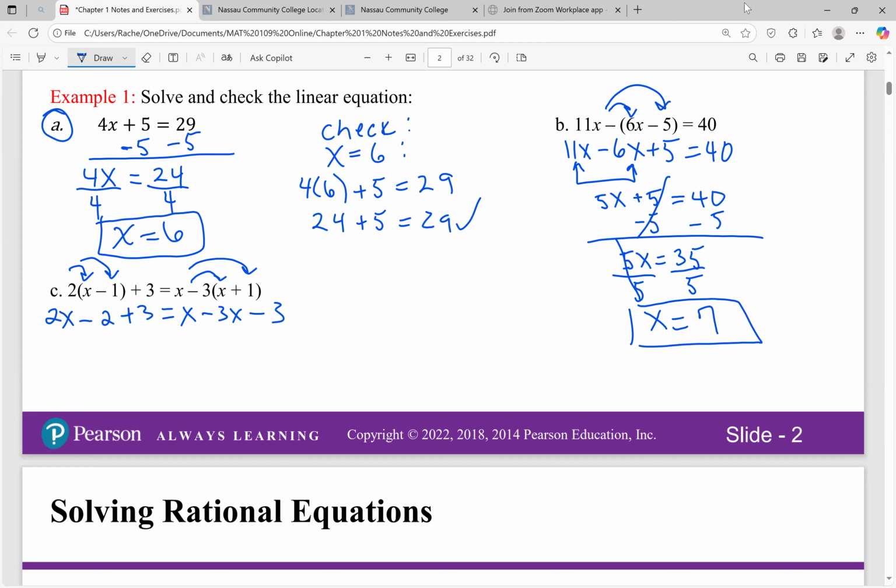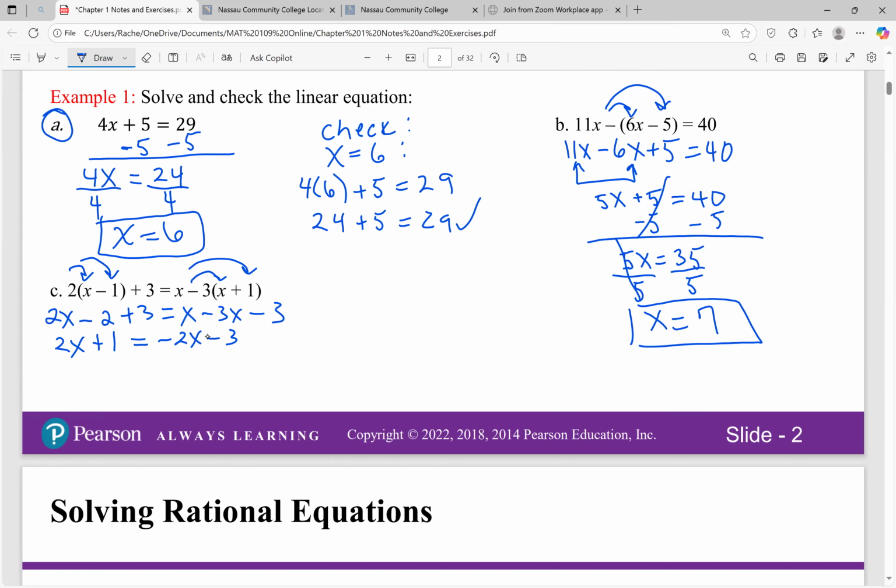Now I could combine like terms. So on the left-hand side, I'm going to have 2x. Negative 2 plus 3 is a positive 1. So 2x plus 1 equals, I could combine the x terms on the right. x minus 3x is going to be a negative 2x, and then minus 3.